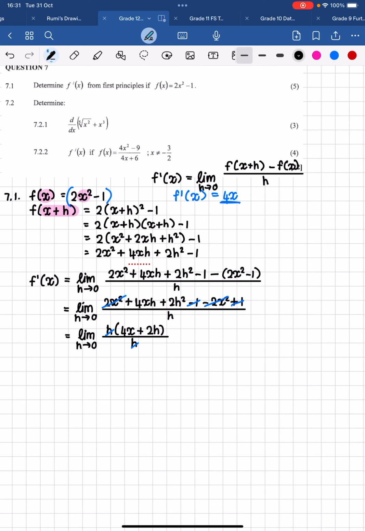Now guys, if I'm looking at what's left, a 4x plus 2h, if I now make h equal to 0, then that whole last term becomes 2 times 0, which is 0. So I'm actually left with only 4x, which is what we said at the beginning we are supposed to be getting as our answer, because the derivative of this function 2x squared minus 1 is in fact 4x. So there we got an answer, and we know that it is the correct answer.